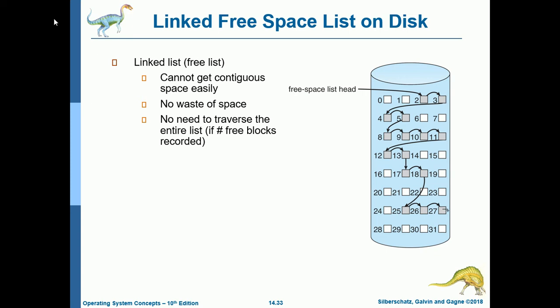So for this implementation, there is no waste of space and no need to traverse the entire list if the number of free blocks is recorded. For example, for the linked list, this is the free space list head starting with 2, and then 2 points to 3, then 3 points to 4, 5, 8, 9, 10, and so on and so forth. So that is the linked free space list on disk, just like with linked allocation, except that here the linked list is used for the free space list.